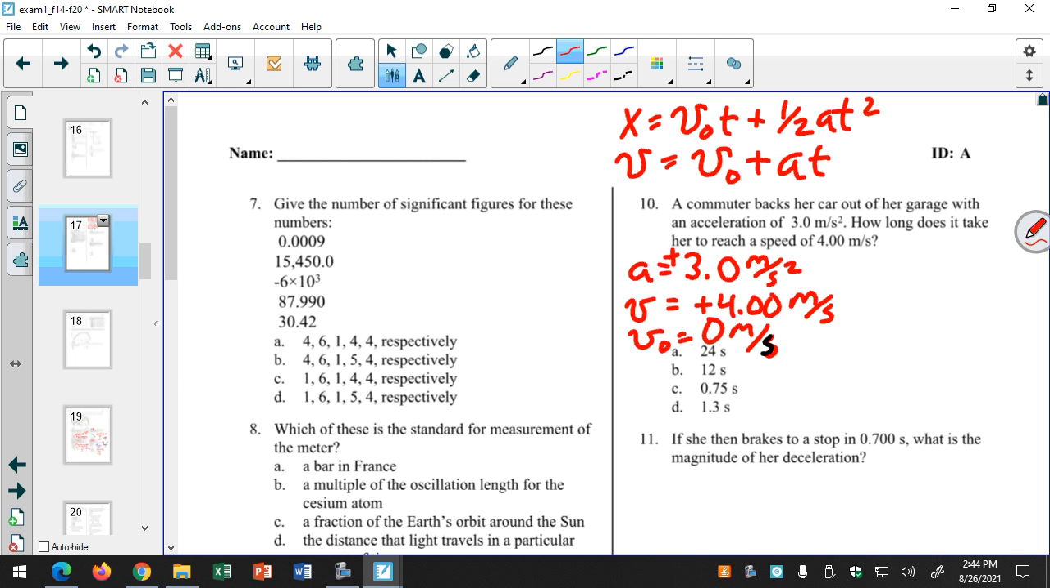And here I want to know how long, that is, what is the time required. So I've written down everything that I know, and I've written down what I don't know. This one is a simple one-step problem. I have my equations here. I recommend that when you get your exam, you just write them on the bubble form.